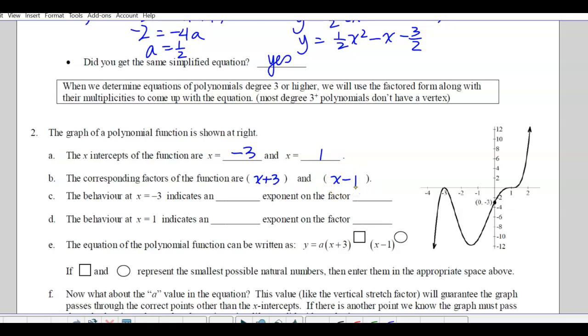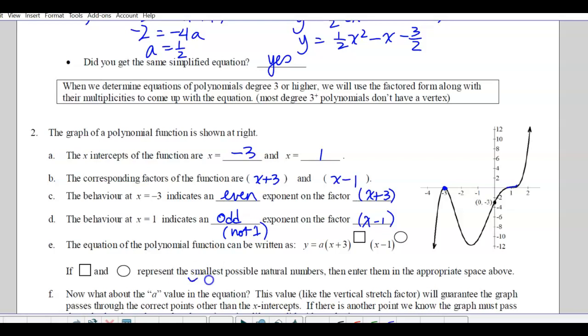So what happens at negative 3 here? What's the behavior? It indicates a factor of, because it's U-shaped like that, an even exponent on the factor of x plus 3. And that zigzag indicates an odd exponent, odd, not 1, exponent on the factor of x minus 1. Okay? So we can finish it off putting in exponents.